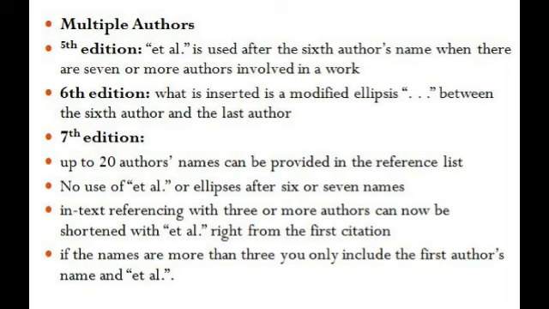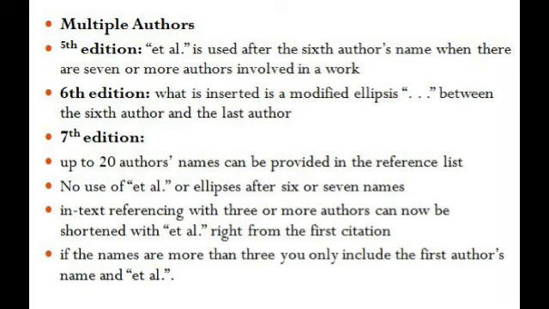Also, in the in-text referencing with 3 or more authors, there's another major change. In the in-text referencing, you can now shorten the names with et al. right from the first citation, unlike in the other editions where you list out all the authors at the first instance before shortening them in the subsequent citations. That's how it used to be. If you are citing the works of authors where you have 3 or more authors, you cite the names of all the authors. That's how it is in the previous editions. Even if there are up to 6 authors, you mention all their names the first time you are citing them, then subsequently you use the first name and et al.